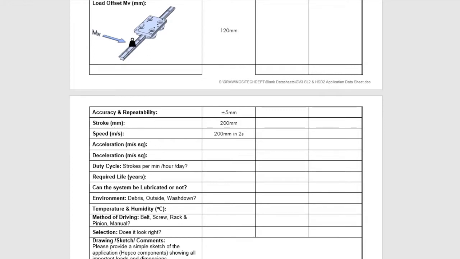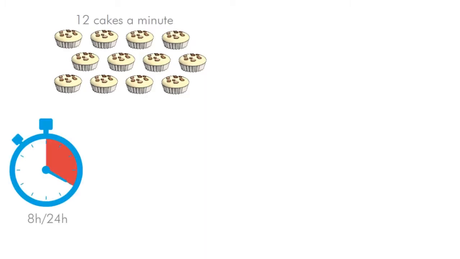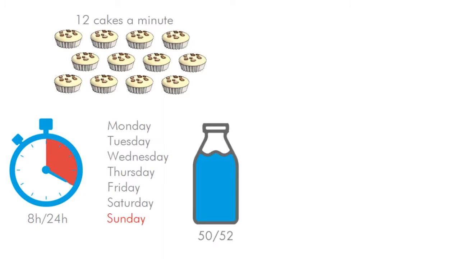The next row of the datasheet relates to how busy the system is. In some systems, the motion is a simple movement forwards and backwards. In others, the carriage moves to one point, then on to another and another, with a single movement to return to the start. In this application, the carriages move back and forth through the full stroke and do not stop mid-stroke. 12 cakes per minute pass by each of the paddles for 8 hours every day, 6 days a week and 50 weeks a year.